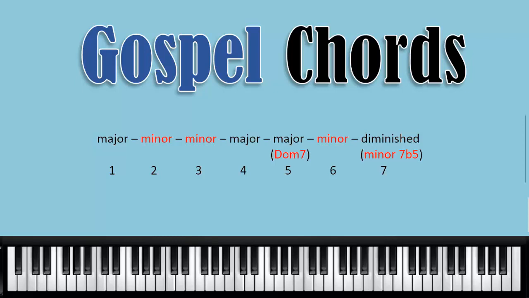And if you look, you have 3 chords that are minor, and their scale tones are 2, 3, and 6. And you have 3 chords that are major, and their scale tones are 1, 4, and 5. The exception is 5 can be a dominant 7 depending on how you're using it in the scale and in the harmony. And then 7 can either be used as a diminished passing tone, which it often is, or it can be used as a minor 7 flat 5 in a 2-5-1 progression.